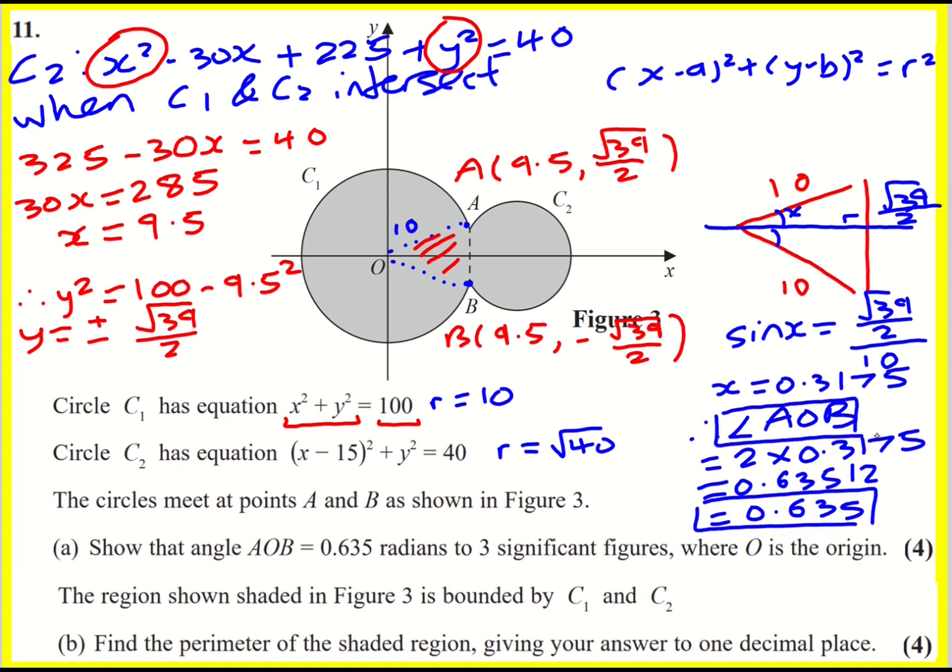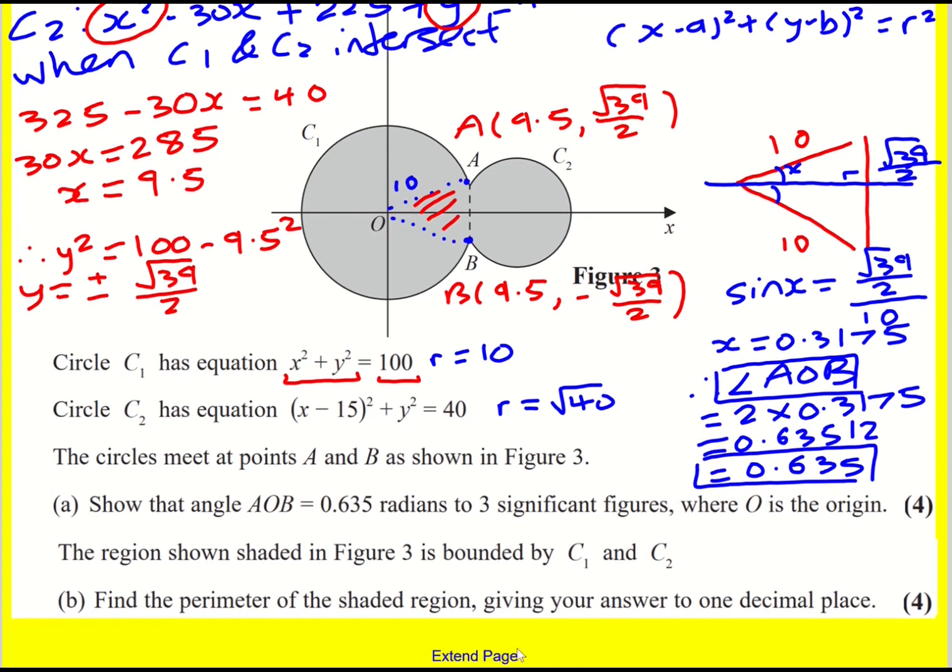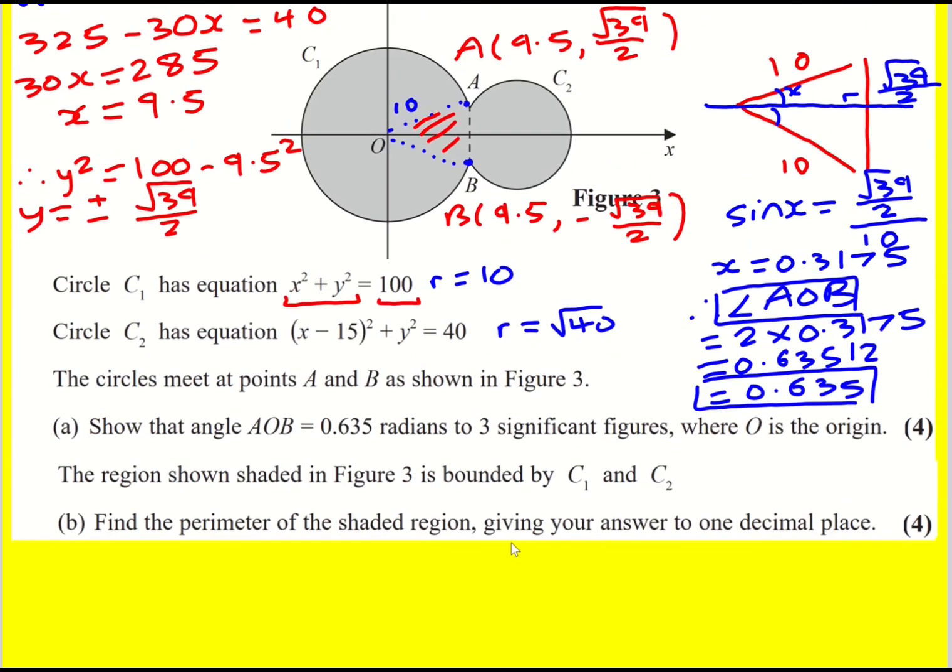Another option, if you don't spot to split it into two, is to use the cosine rule. It's a little bit more involved, but you'd have this as root 39, your side opposite the angle, and just apply the cosine rule. I'll just quickly show you. So it would be root 39 squared is equal to 10 squared plus 10 squared minus 2 times 10 times 10 times cos of the angle AOB.